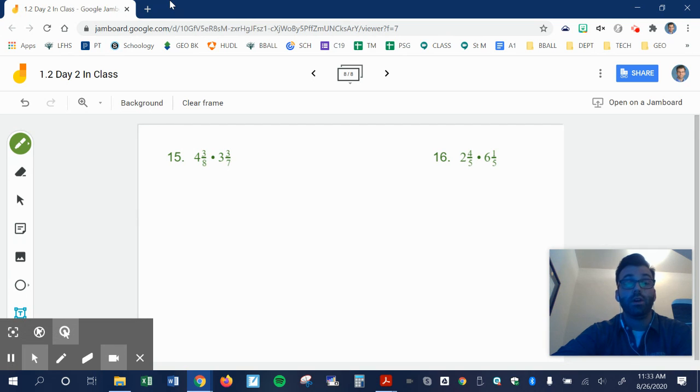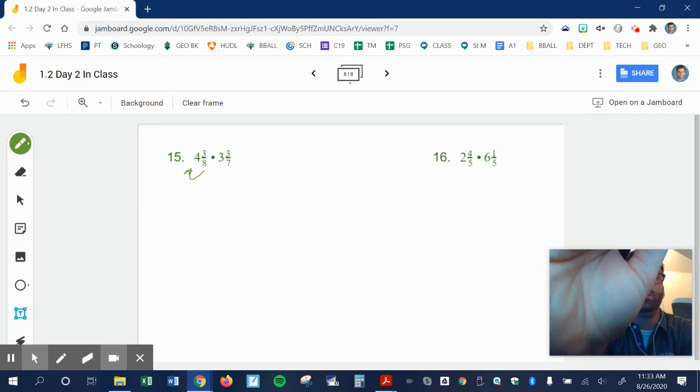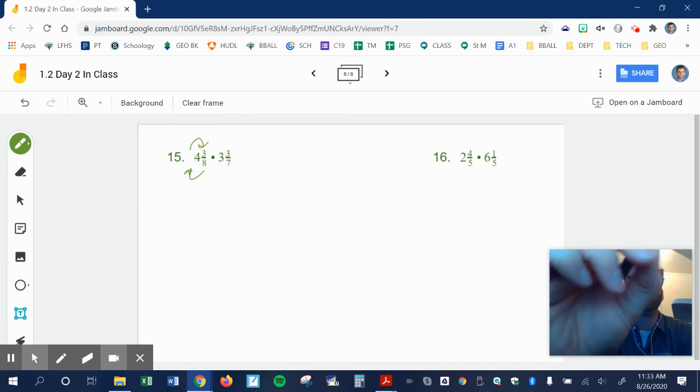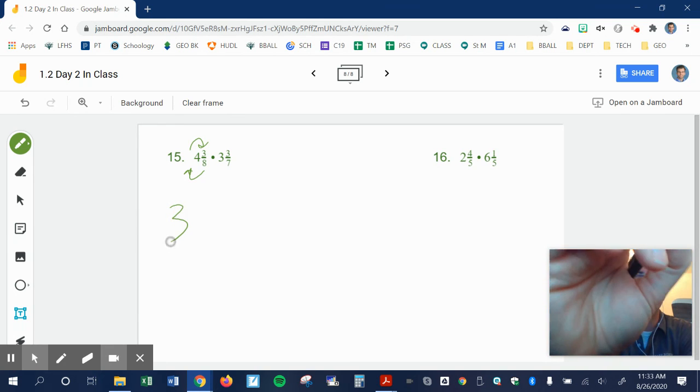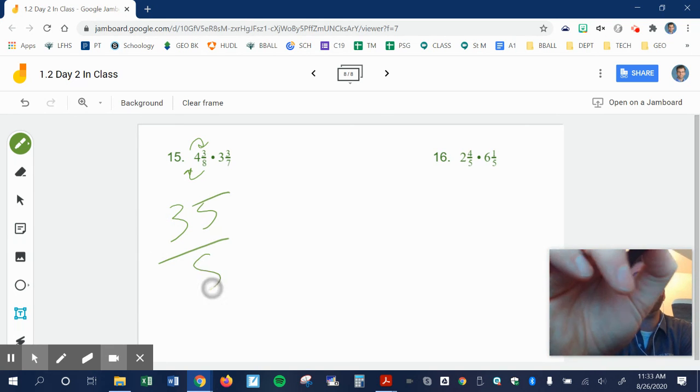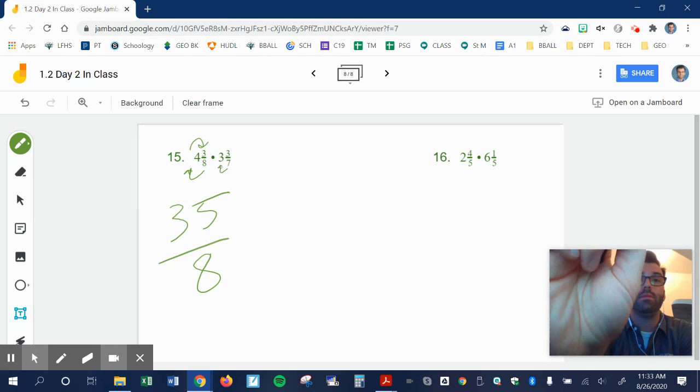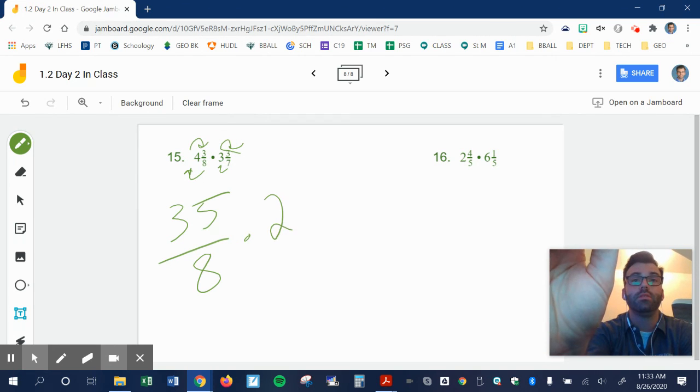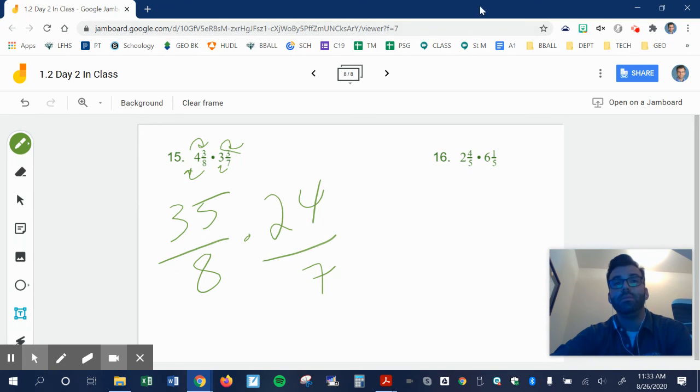Yeah. So the only difference here is I want to change it to an improper fraction first. So each mixed number. I'm going to do 8 times 4 and then plus 3. 8 times 4 is 32. 32 plus 3 gives me 35 over 8. And then 7 times 3 is 21. 21 plus 3 is 24 over 7. I'm just going to stop there. That's going to give me huge numbers. We're just going to stop there for today.